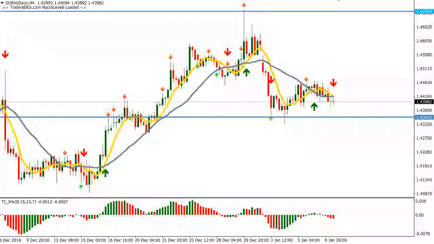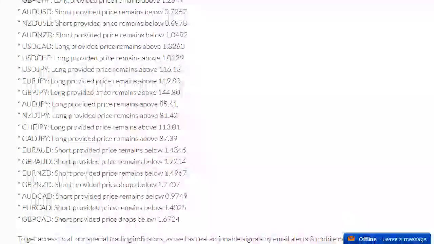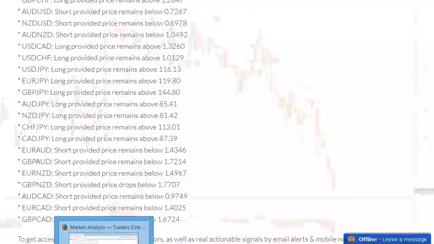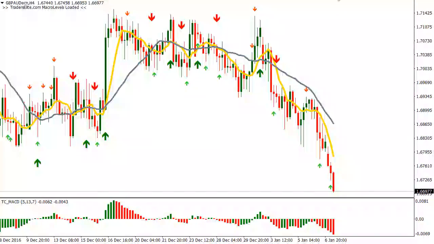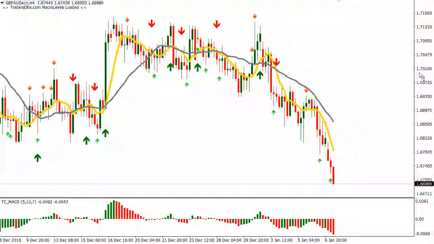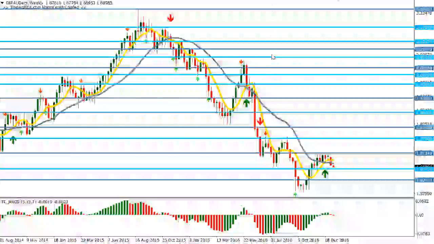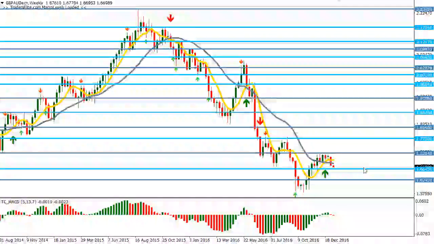If you were going to go short on either the Euro Aussie or the Pound Aussie, the Pound Aussie was the one to take. And here we can see Pound Aussie short provided price remains below 172.14. And let's have a look. 172.14 was way up here. Never really got there. Beautiful trend trade to the downside here. You're really only looking at downward trends. I mean, you can go both directions on any pair at any time, but I think many traders would agree that you want to stay in line with what the overall trend trade is.